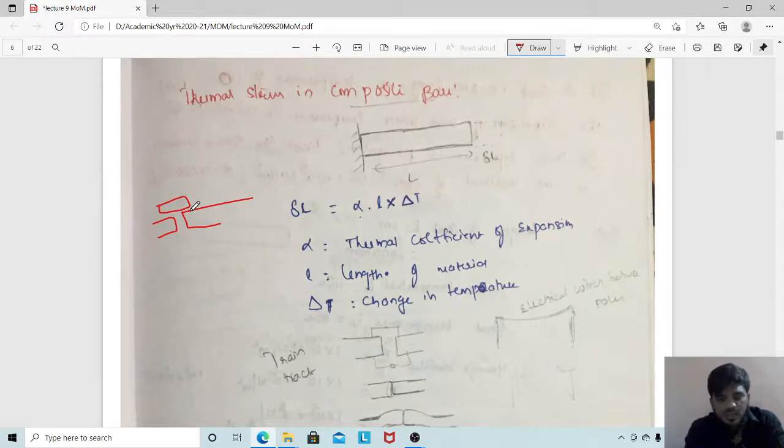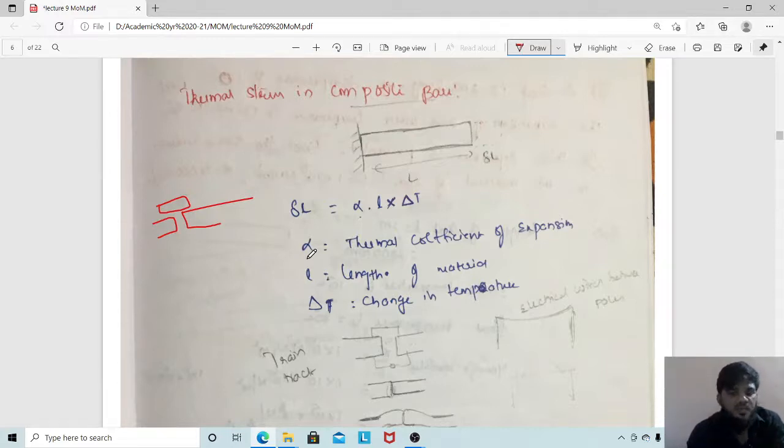What happens in thermal stresses is, generally the material will expand when there is a change in temperature. Similarly, the material has a property based upon the coefficient of thermal expansion, that is nothing but alpha. It can contract or it can expand.